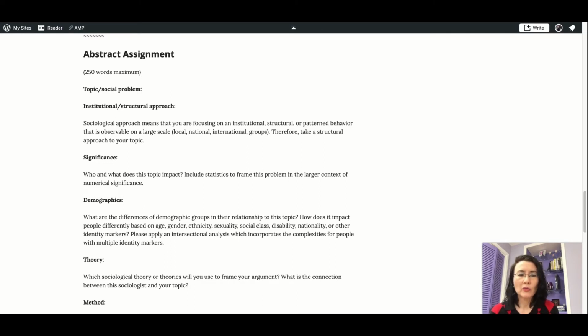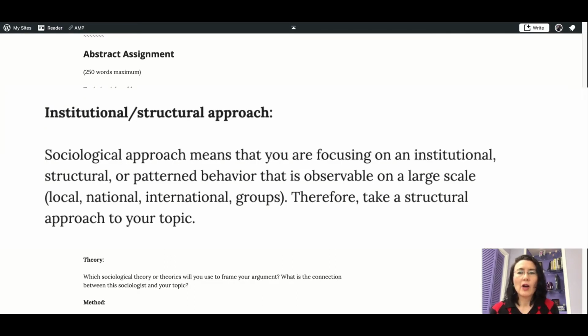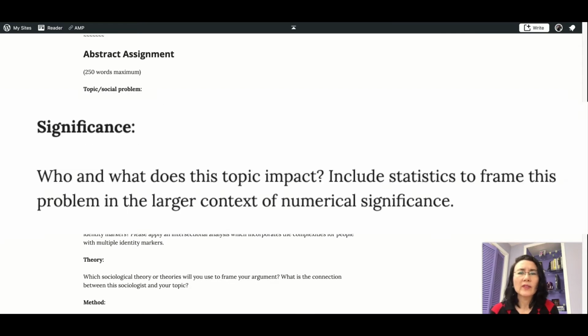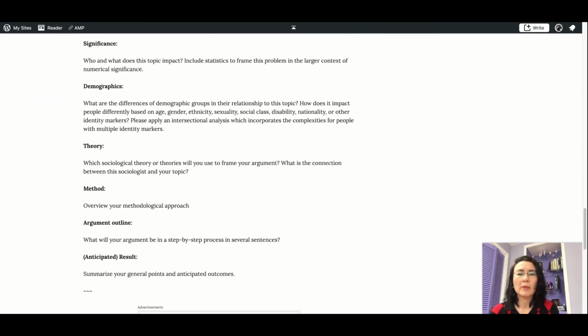And so first of all, I want you guys to address how your topic is institutional and structural. So be specific about mentioning you're looking at this particular institution, this particular social structure, this particular patterned behavior, and what kind of parameter you're looking at: county, nationwide, international. What is the institution you are addressing? What is the significance of the social problem that you're addressing? So, open with that. And then, like I mentioned before, the demographics.